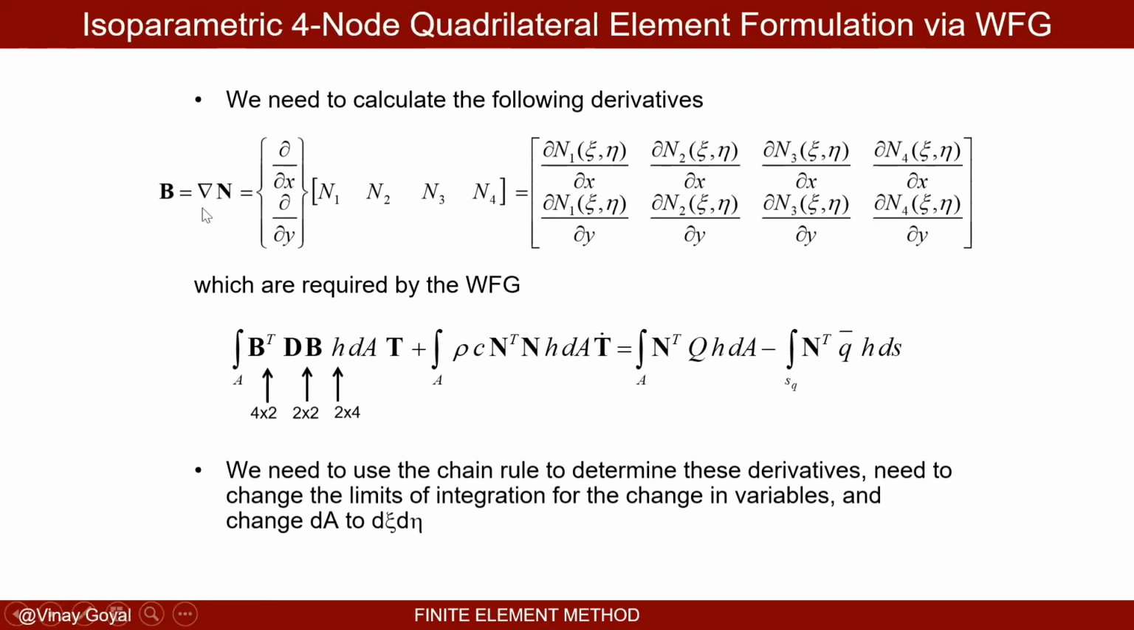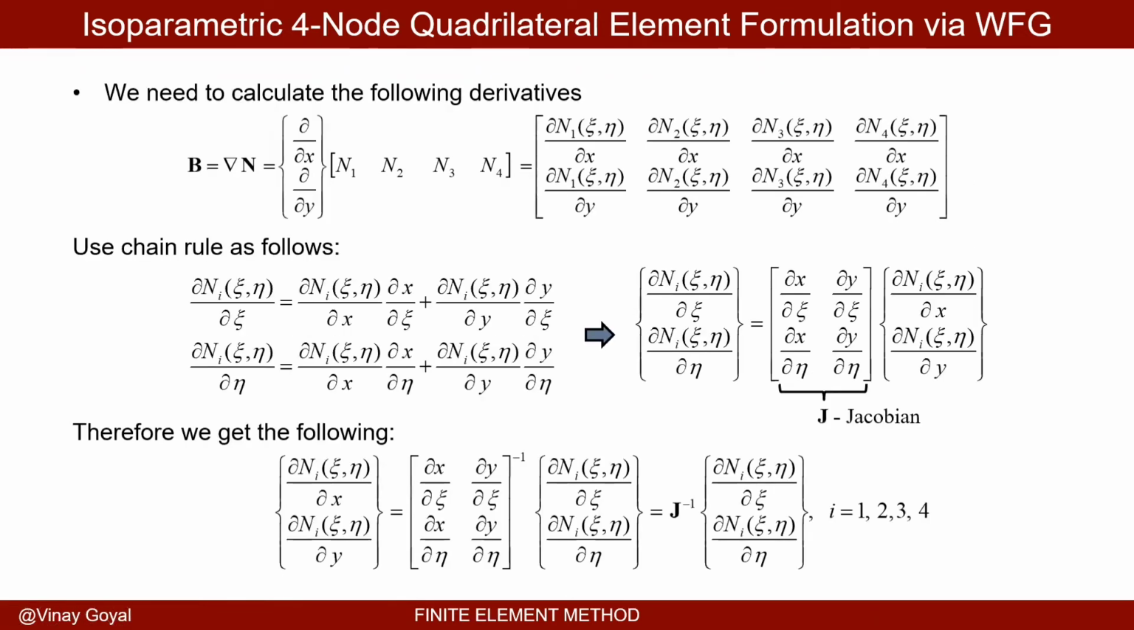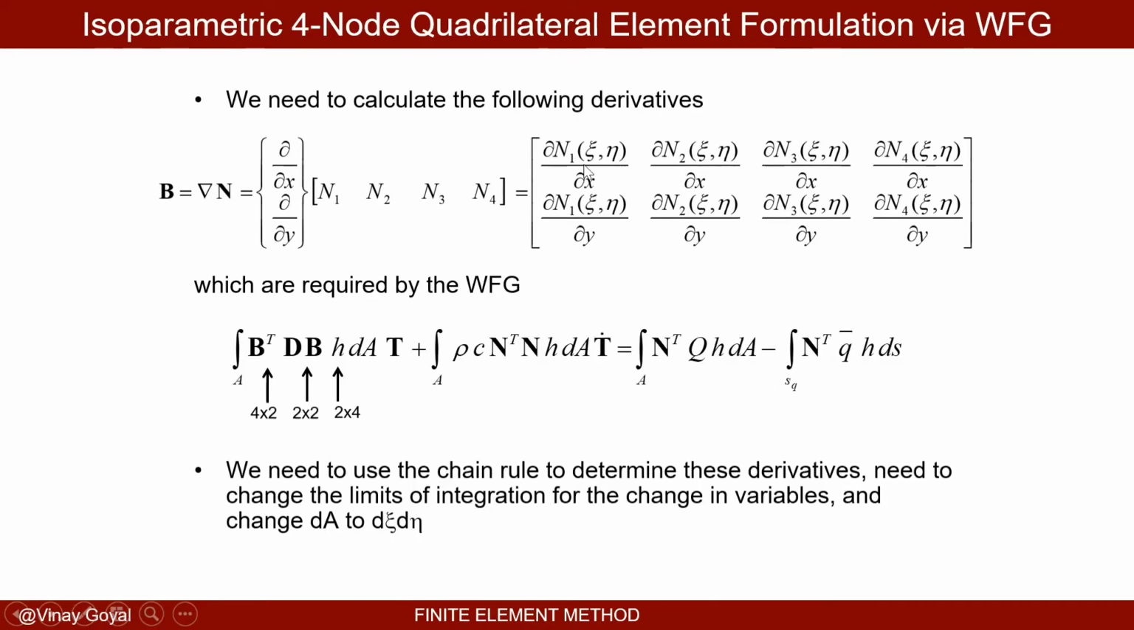I had to find this gradient here, but the problem is that N1, N2, N3, and N4 are defined in the natural coordinate system. Obviously, N1 is not a function of x directly, explicitly, but somehow I have to calculate these derivatives. So therefore, we have to use the chain rule to figure out how to get there by doing a change in variable. So this is a derivative I want to take as required by this calculation here in the weak form.